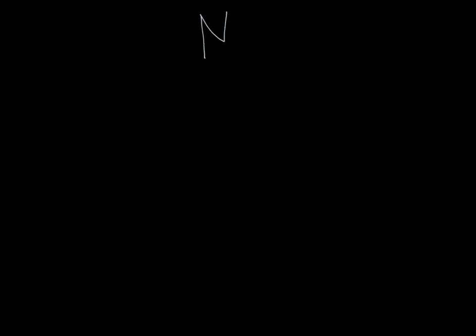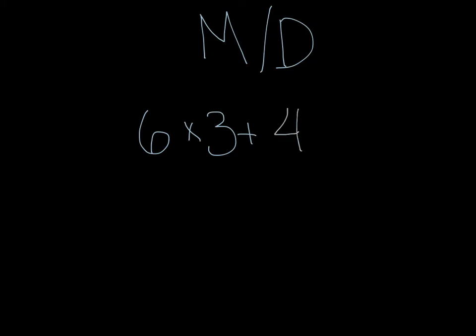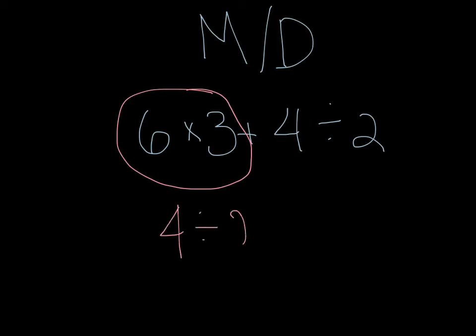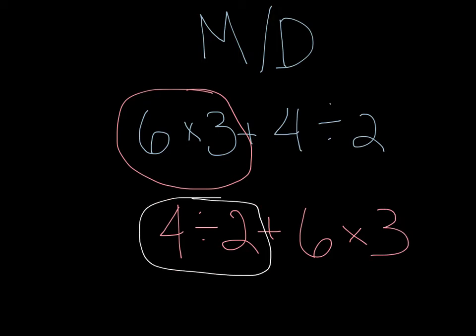Then we have the M and the D. And I'm writing both of these because they are interchangeable. You always want to go from left to right, just like we read. So if you have something like 6 times 3 plus 4 divided by 2, you can do the multiplication first. But if this was written the other way around, so it's 4 divided by 2 plus 6 times 3, you could also do the division first. It's whatever comes first, the multiplication or the division, left to right.